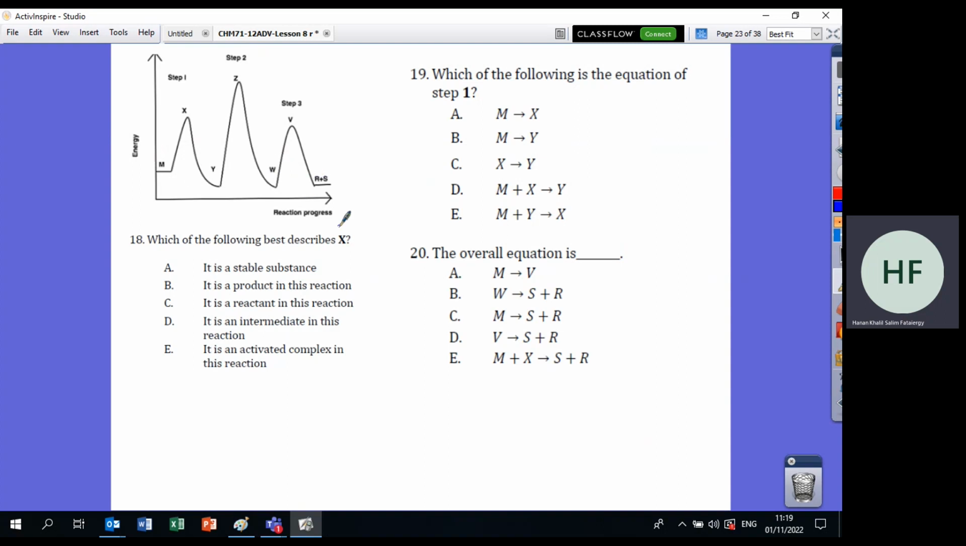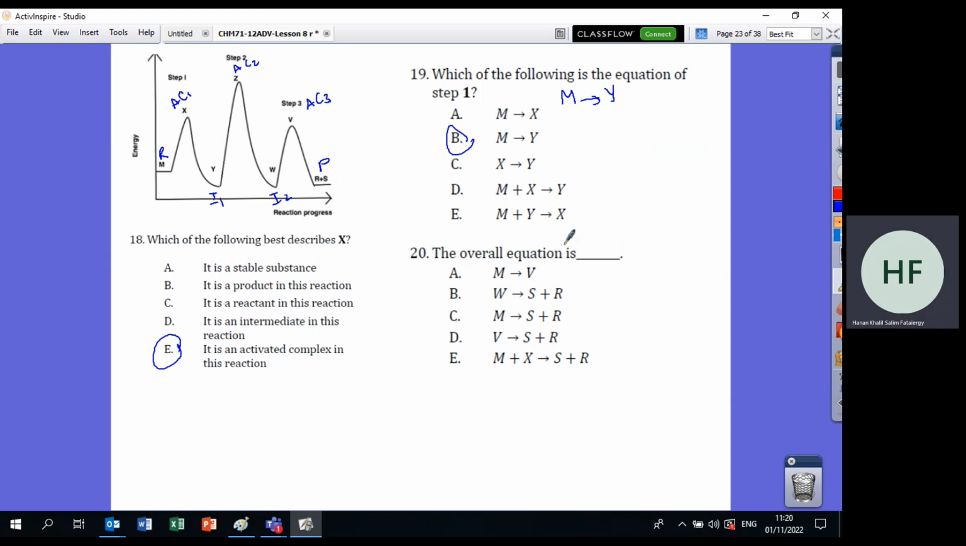Now, which of the following describes X? Before that, let's label. Okay, which of the following describes X? X is the activated complex. Now the equation of step 1: this is the reactant, this is the product, M becoming Y. If he was asking you about the equation of step 2, then you will say Y arrow W. If he was asking about step 3, then you say W arrow R plus S.